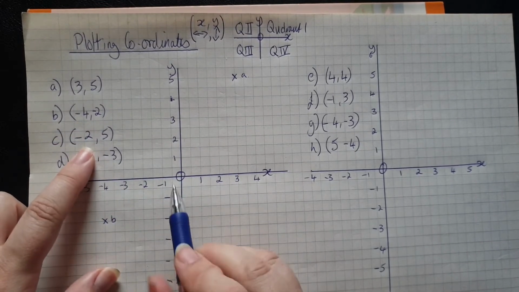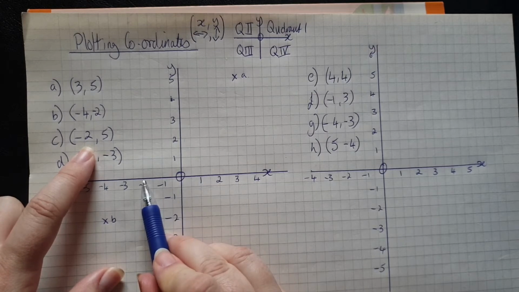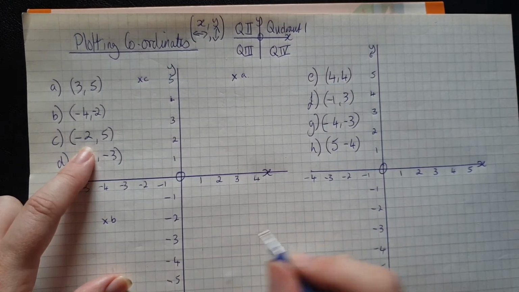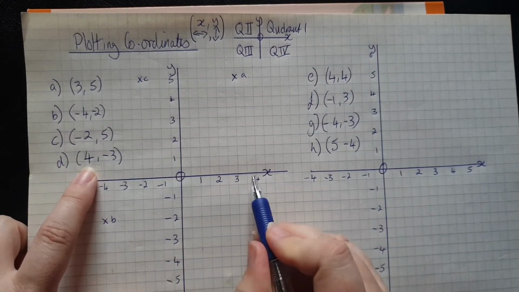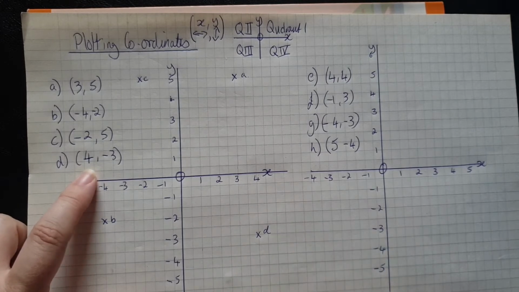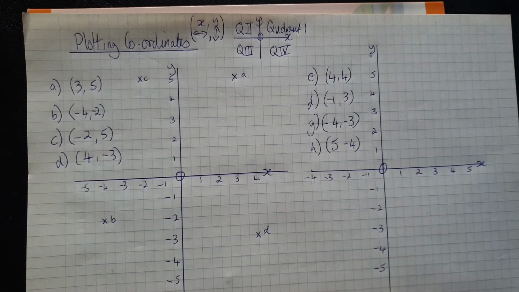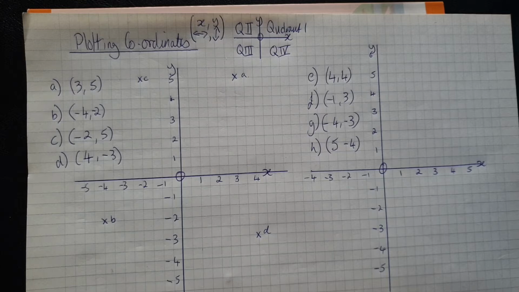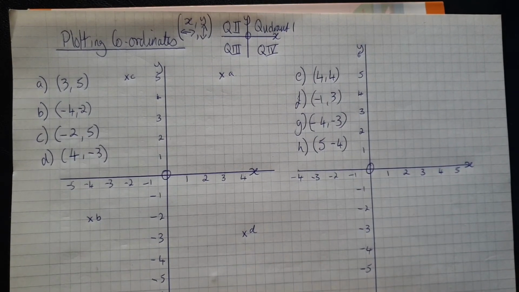C, minus 2, 5. And D, 4, minus 3. So there are the four coordinates plotted. A reminder, along the corridor, then up or down the stairs. Draw your own Cartesian grid out, and here are 4 for you to plot. Pause the video and then check back in to see what you've done.